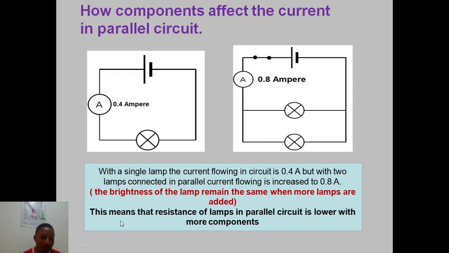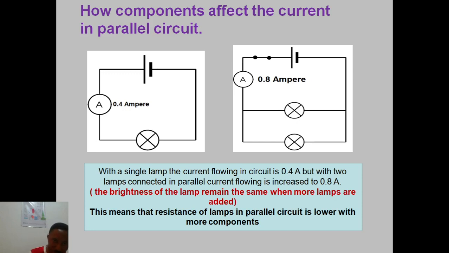Now, the brightness of the lamp remains the same when more lamps are added. So if you keep adding 2, 3, 4 lamps, the brightness will remain the same. Are we good? Because each lamp will still get the same amount of current, 0.4 amps, and the same amount of energy. This means that the resistance in a parallel circuit is lower with more components. So with more components here, the resistance gets to be lower.